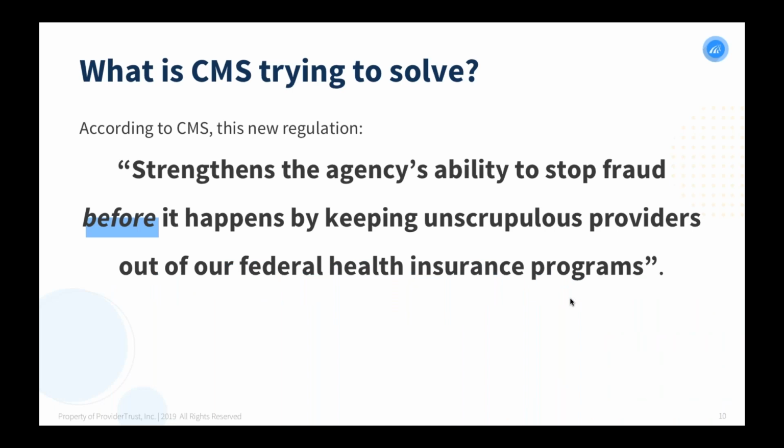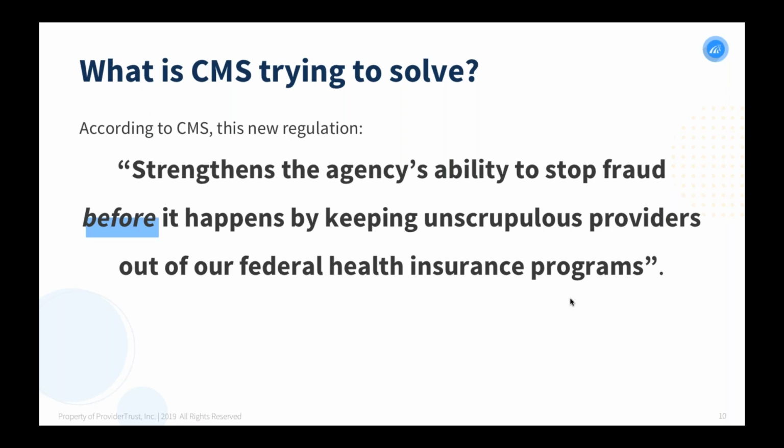So let's get started. What is CMS trying to actually solve? Well, CMS has told us, and their quote is, "strengthens the agency's ability to stop fraud before it happens by keeping unscrupulous providers out of our federal health insurance programs."